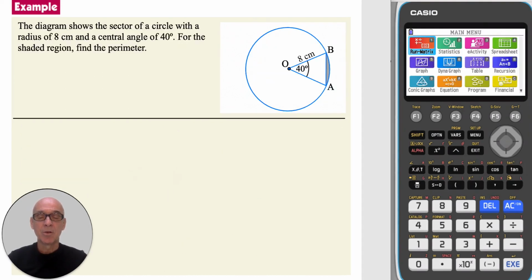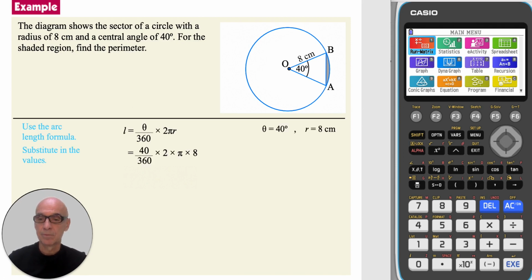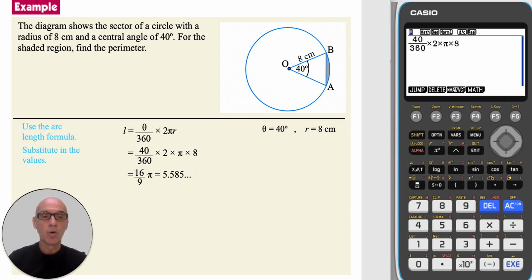In this question, we're asked to find the perimeter of the shaded region shown. The perimeter is made up of 2 lengths, a straight length and a curved length, an arc length. To find the arc length, start by writing down the arc length formula and substitute in the values. Replace theta, the central angle, with 40, and r, the radius, with 8. Performing the calculation gives the values shown.